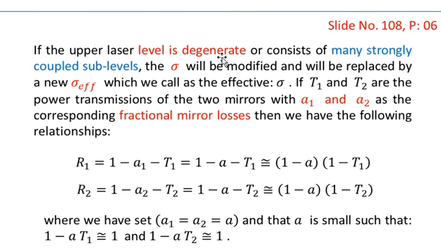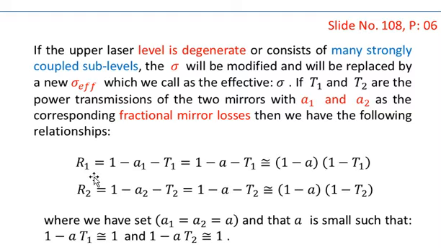If the upper laser level is degenerate or consists of many strongly coupled sublevels, the sigma will be modified and replaced by a new sigma effective, represented by sigma EFF, which we call the effective sigma. If T1 and T2 are the power transmissions of the two mirrors, with A1 and A2 the corresponding fractional mirror losses, then we have the following relationships.